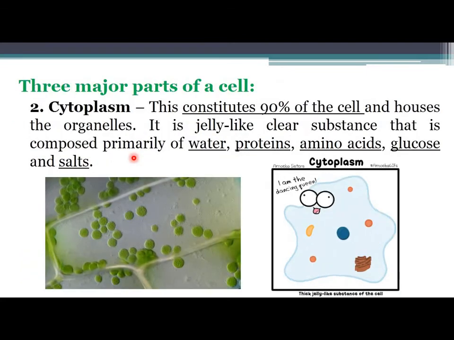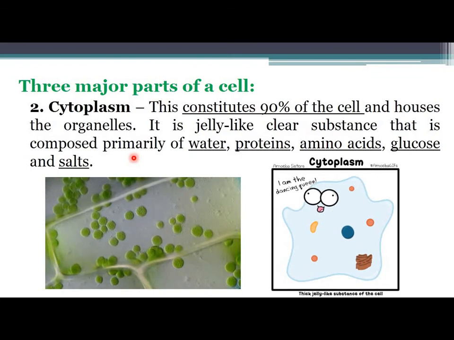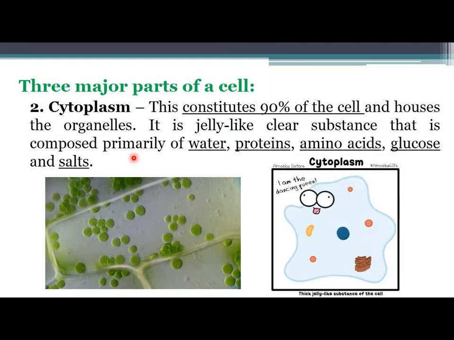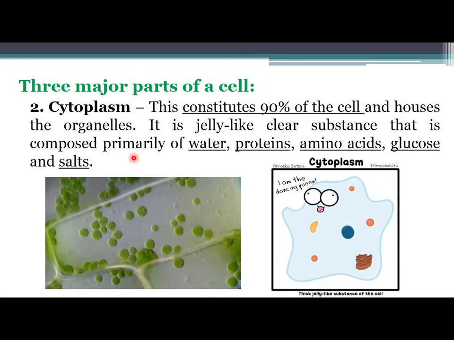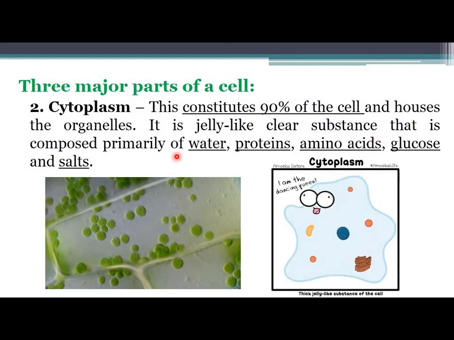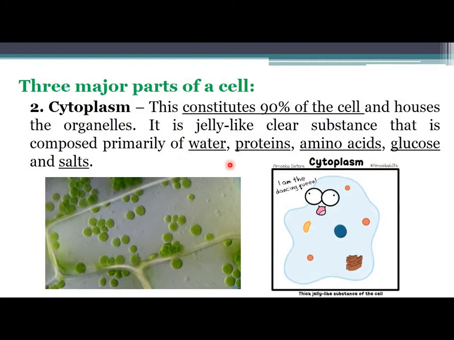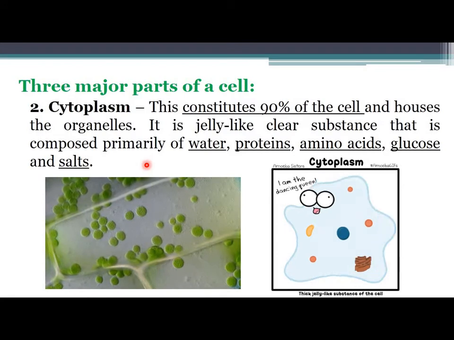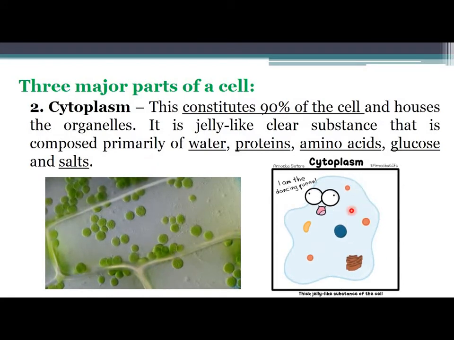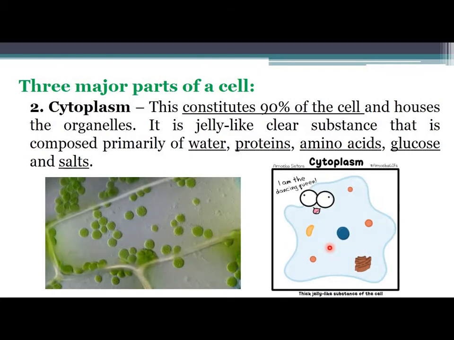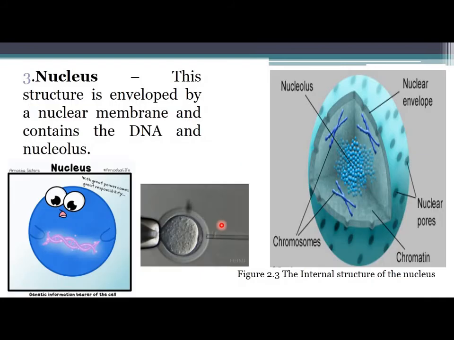Next, number 2 is cytoplasm. Now, cytoplasm, this constitutes 90% of the cell and houses the organelle. Ibig sabihin, sabi dito, it is a jelly-like clear substance that is composed primarily of water, proteins, amino acid, glucose, and salt. Gaya nga sabi ko sa inyo, kumbaga sa jelly, yung mismong jelly, yun yung tinatawag nating cytoplasm. And then yung mismong cover, yung lalagyan nitong jelly na to, that is what we call cell membrane.